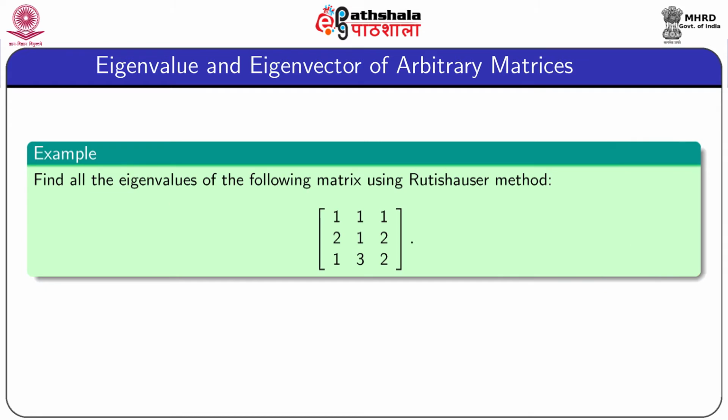Now, we consider a matrix of order 3 by 3. The first row is 1 1 1, the second row is 2 1 2, the third row is 1 3 2. Now, we determine all the eigenvalues of the matrix using the Rutishauser method.